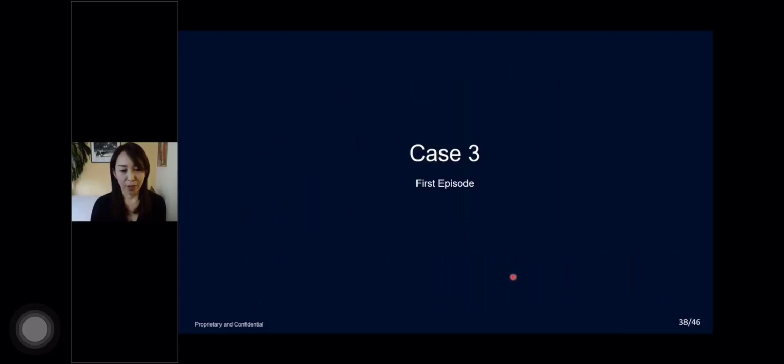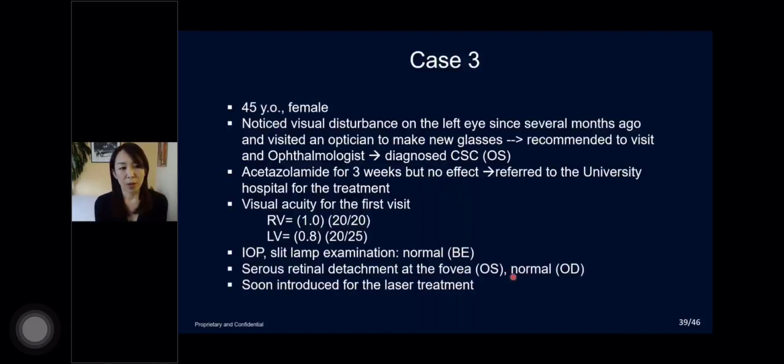Okay, the last case. This is a first episode, different from the others. This is a 45-year-old female, and she noticed visual disturbance in her left eye since several months ago, and she went to the optician to get new glasses. But the optician said something was strange and she should go to the doctor. She came to the ophthalmologist and was diagnosed with CSC. The doctor gave her oral acetazolamide for 3 weeks, but it didn't work. Therefore, she came to the university hospital for treatment.